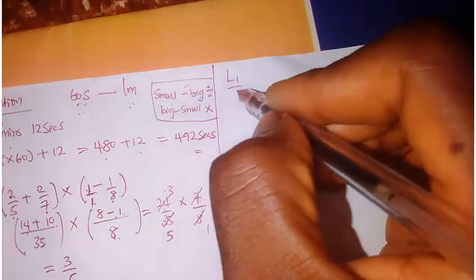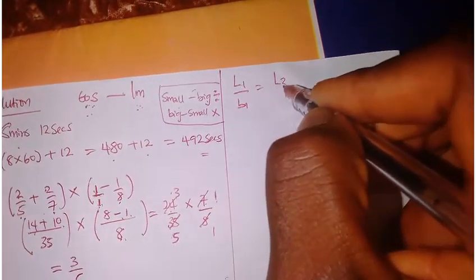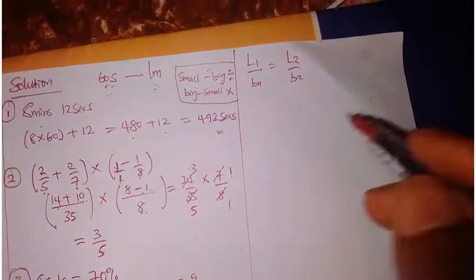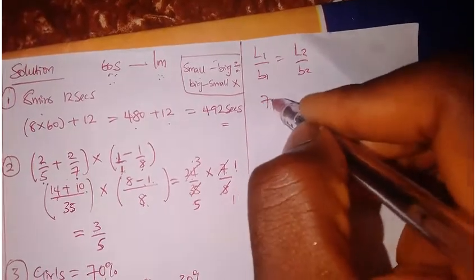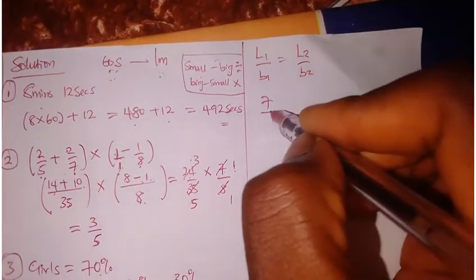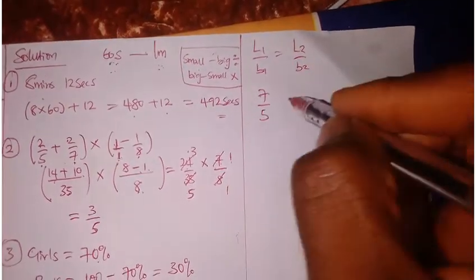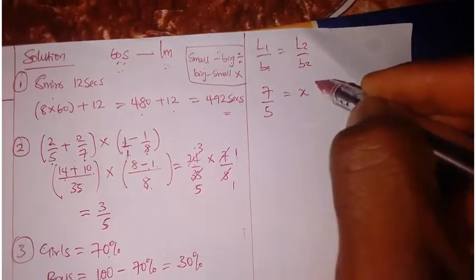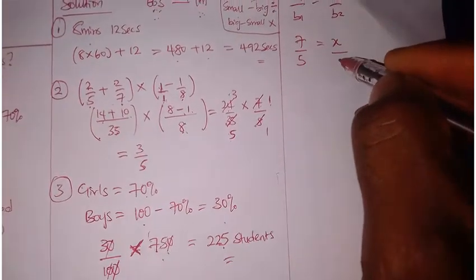Okay, so now as law of proportion, we can say L1 over B1 equals L2 over B2, where my L1 is 7 over 5 equals L2, let's say that's x, over 10.